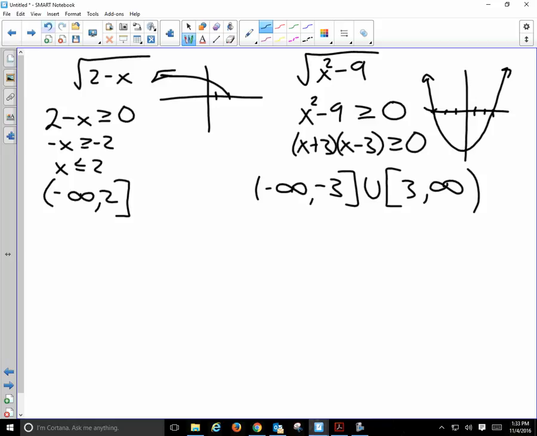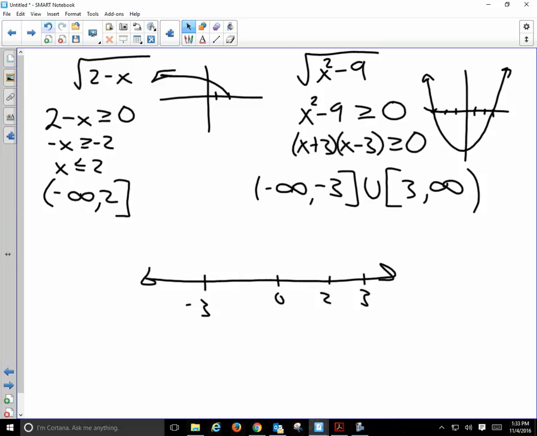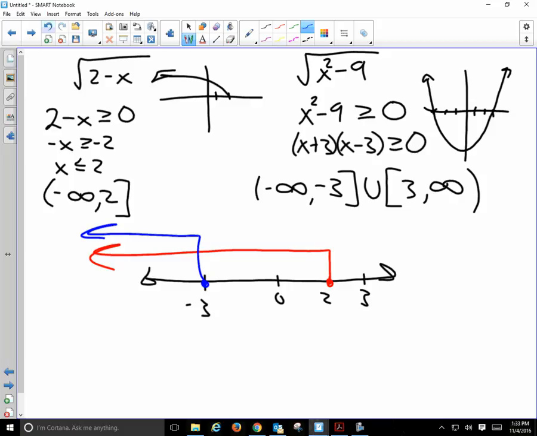So the domain for the new functions that we add, subtract, multiply, and divide will be the overlap of the two, the intersection. And so if I just draw a graph, that's going to give me a clear idea of what the intersection is. -3, 0, 2, and 3. So I'll draw this first one in red. I've got from 2 to -infinity. I've got from -3 to -infinity, and from 3 to infinity.